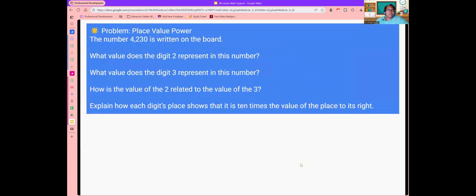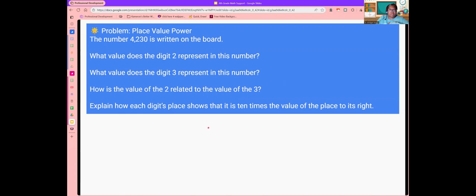Our problem here is place value power. The number 4,230 is written on the board. What value does the digit 2 represent? The digit 3? And then, how is the value of 2 related to the value of 3? Finally, we're going to explain how each digit's place shows that it is 10 times the value of the place to its right. So, let's first start off by writing this number.